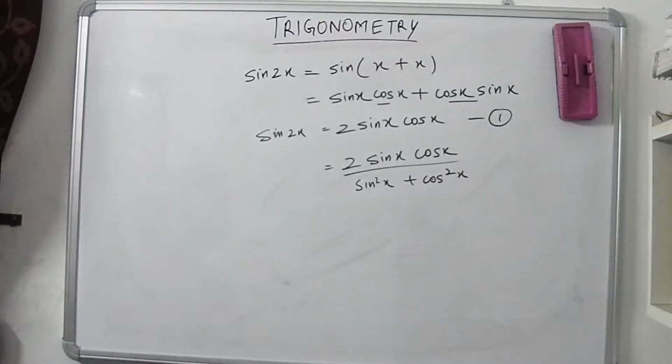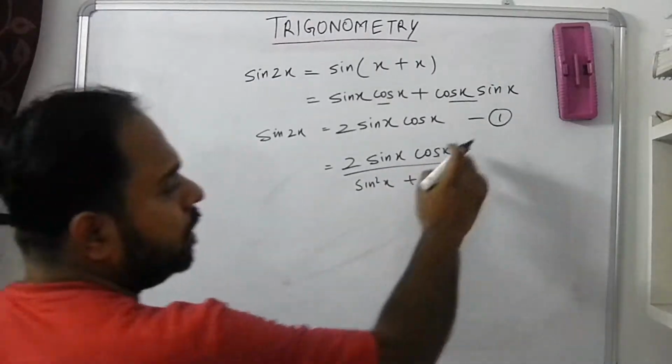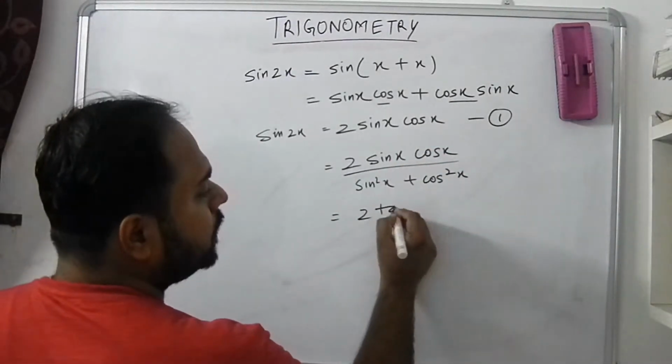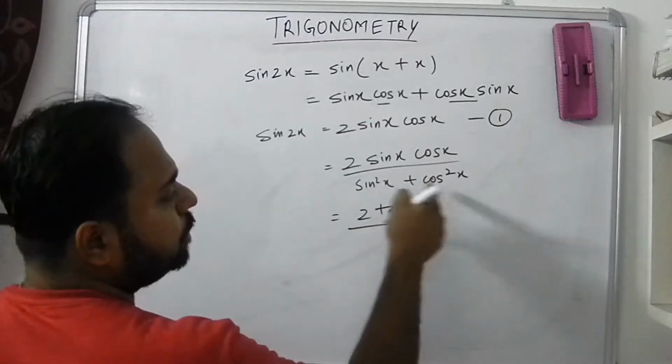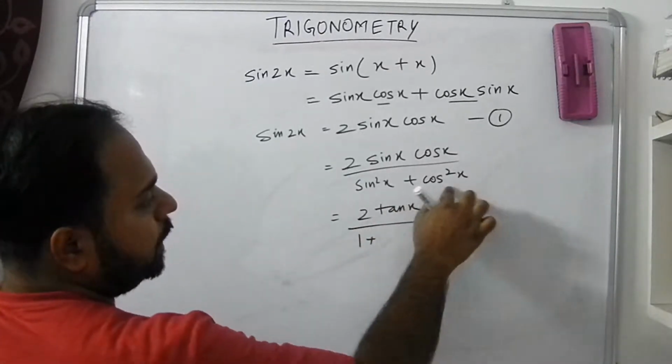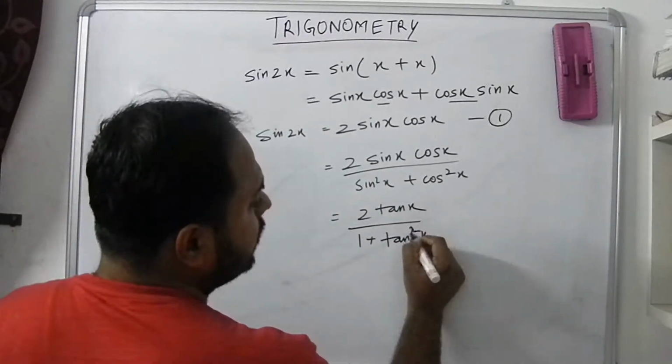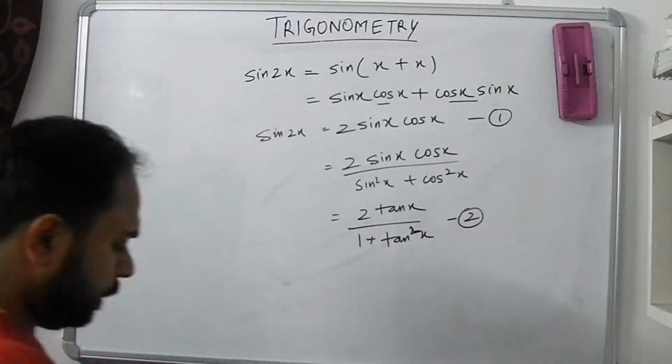Now let's divide the entire thing by cos square x. So it will give 2, one cos will get cancelled and this becomes tan x. So 2 tan x upon, this part becomes 1 and this becomes tan square x, right? So again sin 2x has two expansions.